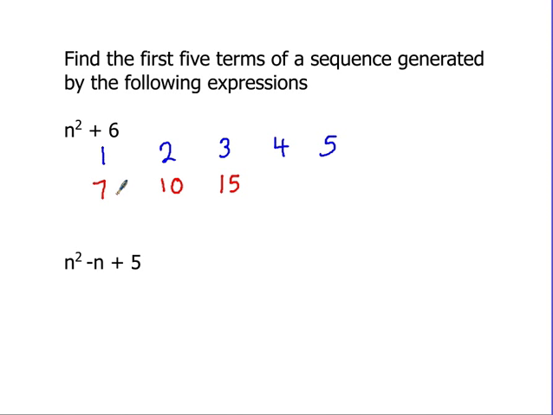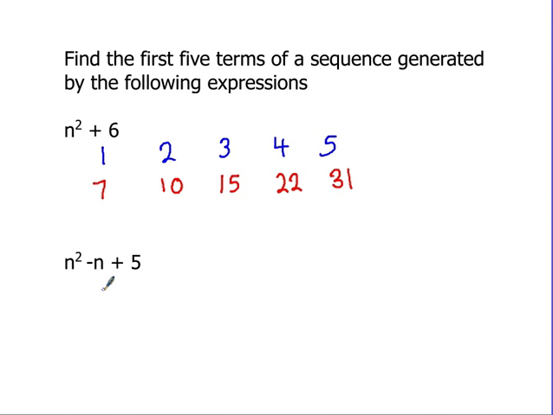Now, you'll notice it's not going up by the same amount this time because it's involving a square number. So I can't automatically put the next one in. But we can keep going here. So 4 squared is 16, plus 6 is 22. You might be able to spot there is another pattern going on here. And then the last one, 5 squared is 25, plus 6 is 31.